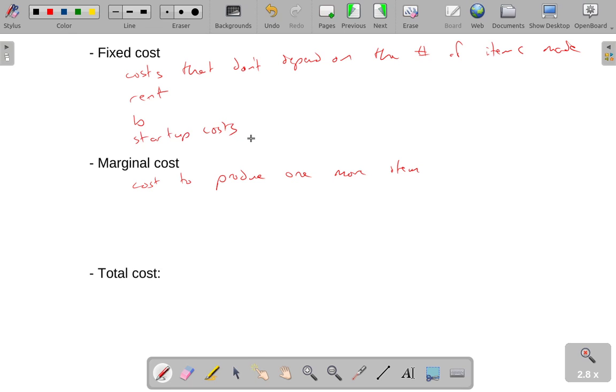If you're purchasing a machine, the machine doesn't care how many items you make. I mean, yeah, I suppose your maintenance might go up. Your maintenance would probably be part of your marginal cost, though. Your startup cost, purchasing the machine in the first place, that's part of your fixed cost. Your marginal cost is the cost to produce one more item. So you have everything set up. That would be the raw materials, the labor, the electricity, that sort of stuff.